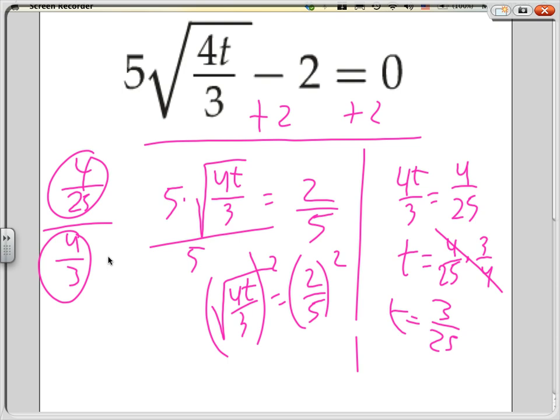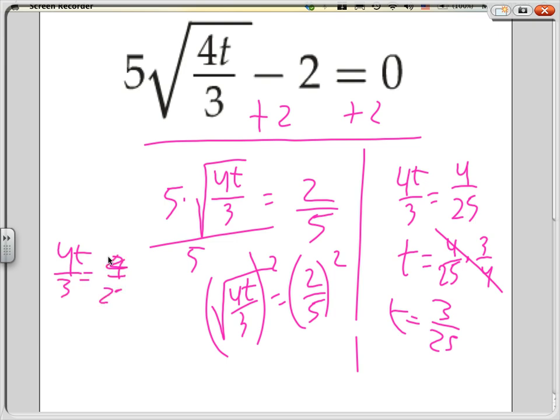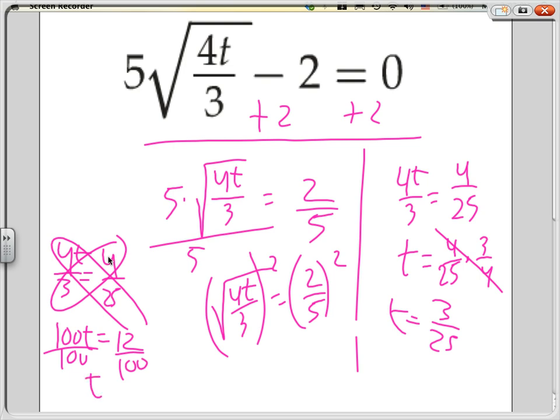Okay. Now you're saying the other way. Sure. The other way is cross multiplying. You have 4t over 3 equals 4/25. Cross multiply involves this. That means you have 100t equals 12, right? Then you still divide both sides by 100. And unfortunately, it's not completely simplified yet, so you have to divide both by 4. So if you divide by 4, guess what you're going to have? 3 over 25 as well. So either way, it'll give you the correct answer.